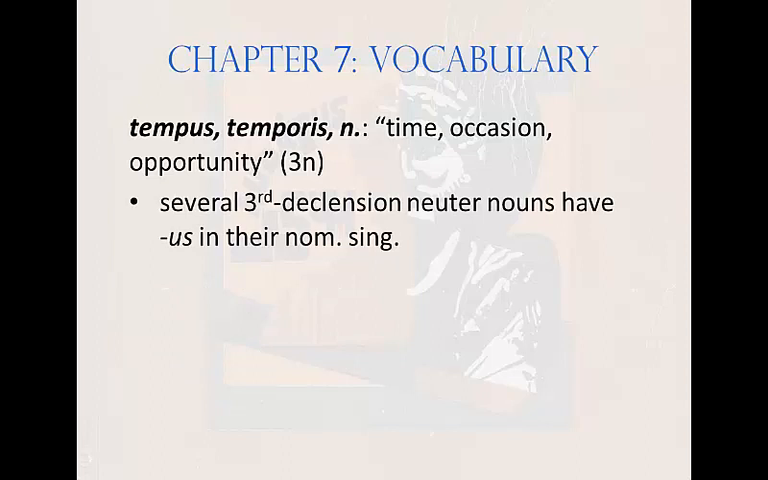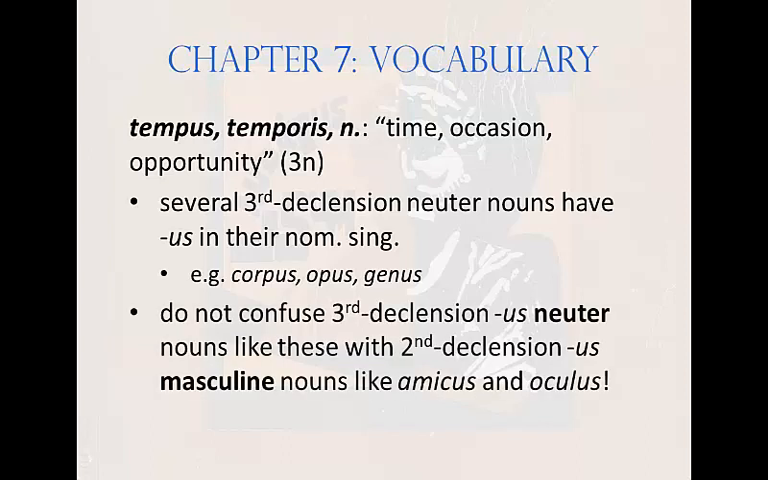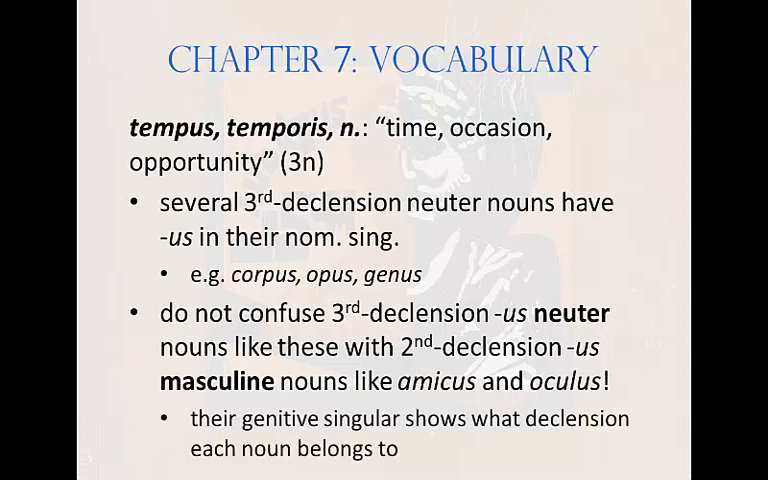Several third declension neuter nouns, and very important ones at that, end in us in their nominative singular. Words like corpus, corporis, meaning body, or opus, operis, meaning work, or genus, generis, meaning kind or sort. Do not confuse these third declension us neuter nouns with second declension us masculine nouns like amicus and oculus. The genitive singular of each noun will show which declension it belongs to.